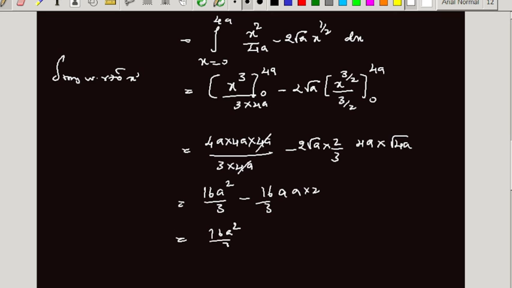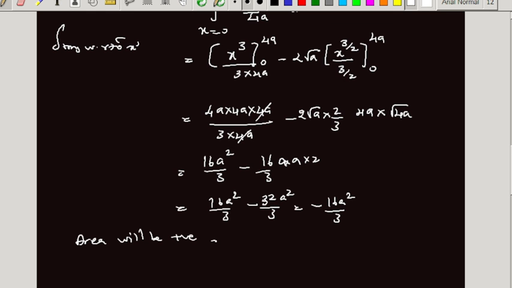16a square by 3 minus this one, we are getting 32a square by 3, we get minus 16a square by 3 is the answer. So area of this one is 16a square divided by 3.